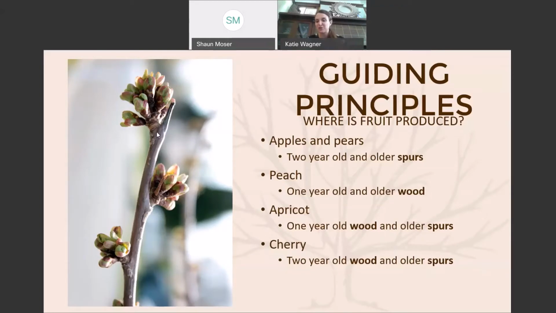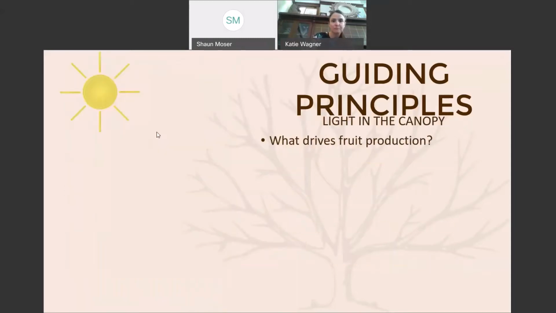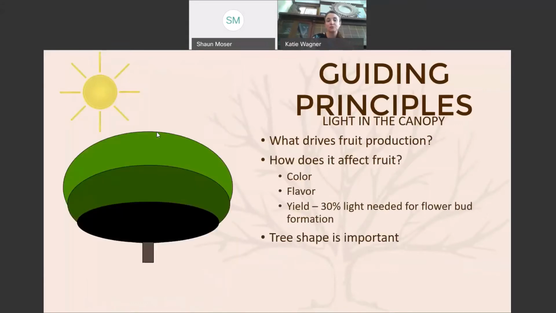Remember, at least 30% of the sunlight coming in needs to be reaching those buds for fruit production. You also need to be conscientious of that as you're pruning to make sure that you're not pruning off wanted fruit. A lot of those different types of considerations in recognizing where the fruit is being produced on the tree. Okay, this is absolutely essential.